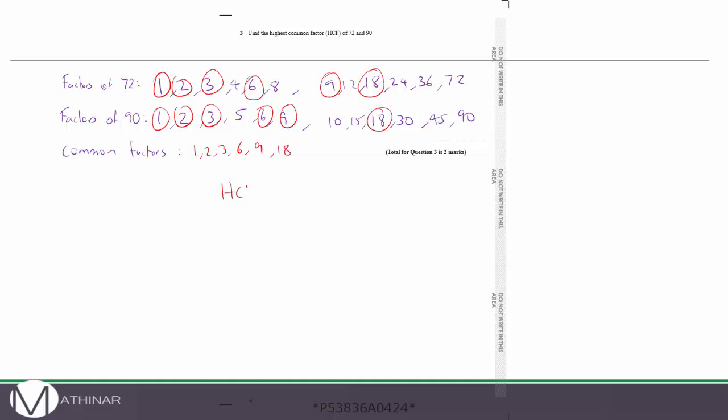So the HCF, the highest common factor, is the biggest number, which is 18. So that will get you your 2 marks.